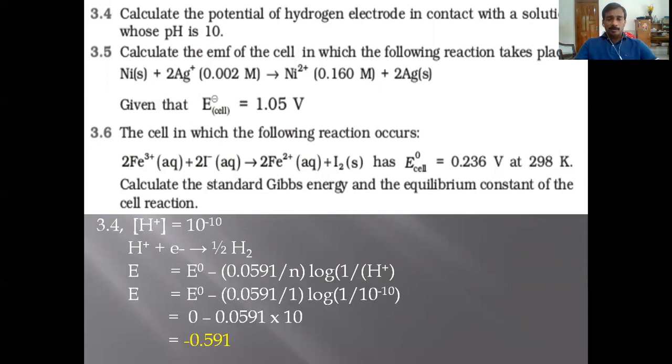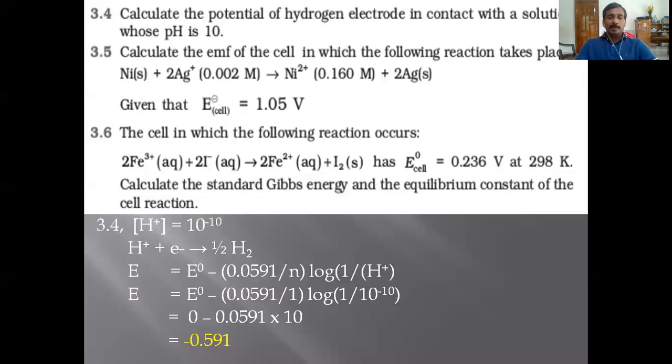Simply substitute the values. 1.05 minus, the temperature is not given, so we can take it as 298 Kelvin, 0.0591 divided by number of moles, 2, log concentration of Ni2 plus 0.160 divided by concentration of Ag plus square, that is 0.002 square. To calculate it, the value will be 0.91 volt. Calculate and find it out.